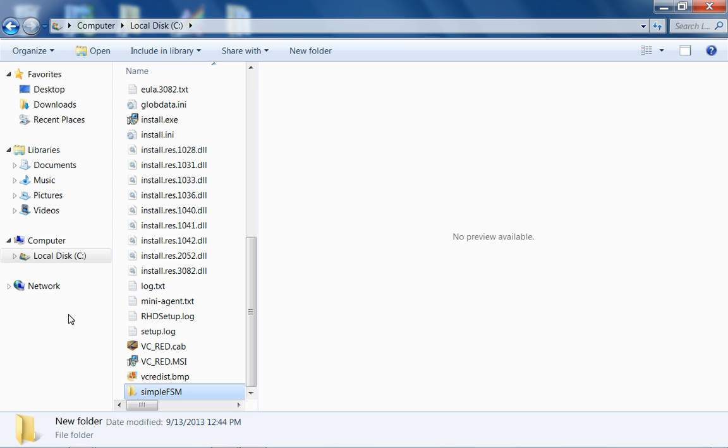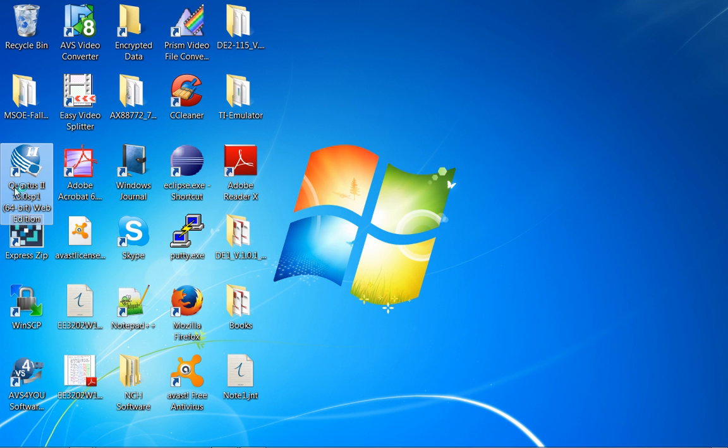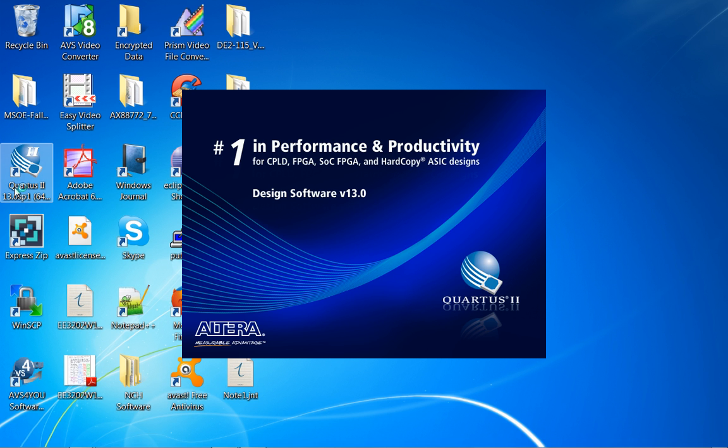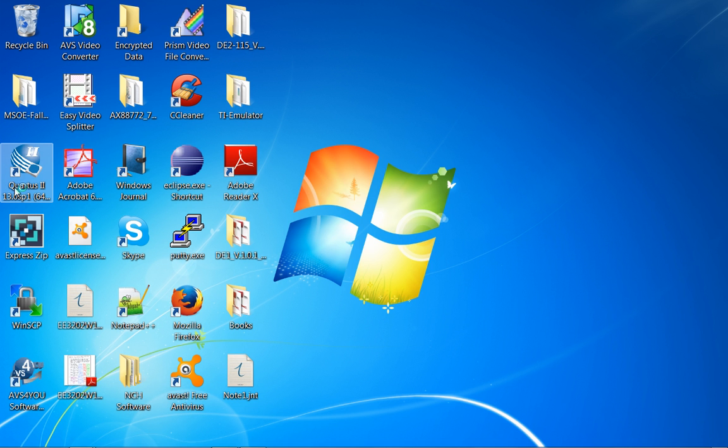Okay, so here it is. Let's start. So here's Quartus. Fire that up. The state machine basically is going to have two inputs and one output. The output is simply going to be an LED. The two inputs are going to be the two switches, SW0 and SW1. The clock is going to be the 50 megahertz clock. KEY0 is going to be reset.